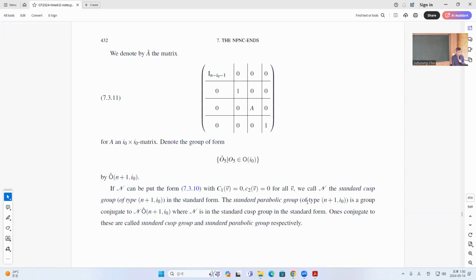And the standard parabolic group is one multiplied by some possibly this orthogonal group. So these are called the standard Cartan group and standard parabolic group. So ones conjugate to these are.